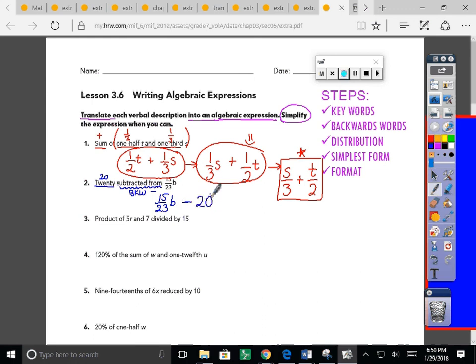All right, I've done what they said. Backwards words are included. Not only did I find keywords, backwards words. Is there distribution? Nope. Simplest form looks like those are not like terms. There's nothing to be distributed or expanded.